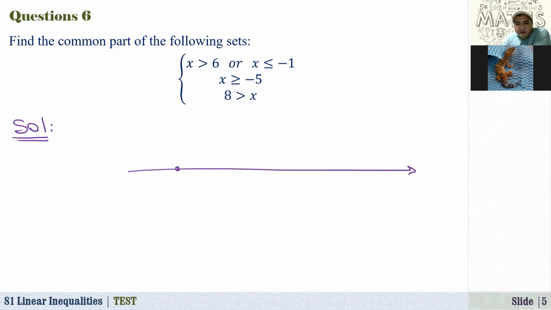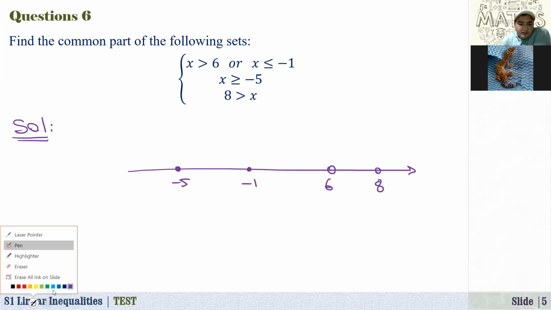Here we have -5. And after that, here we have -1. And here we have 6. Actually, 6 is not inclusive, so let me just draw an empty circle. And here we have, what is it? 6 and 8. Okay, here we have 8.